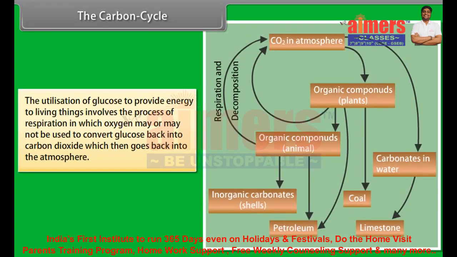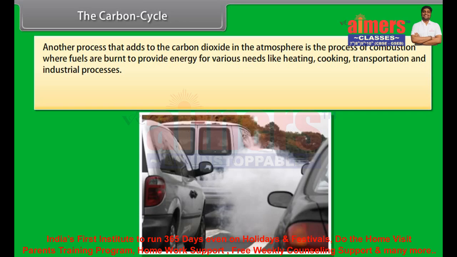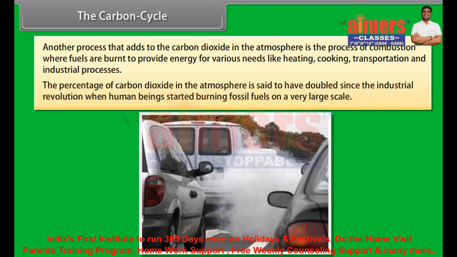The utilization of glucose to provide energy to living things involves the process of respiration, in which oxygen may or may not be used to convert glucose back into carbon dioxide, which then goes back into the atmosphere. Another process that adds to the carbon dioxide in the atmosphere is combustion, where fuels are burnt to provide energy for various needs like heating, cooking, transportation, and industrial processes. The percentage of carbon dioxide in the atmosphere is said to have doubled since the Industrial Revolution, when human beings started burning fossil fuels on a very large scale.